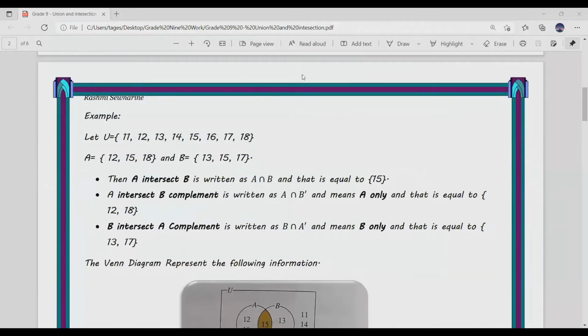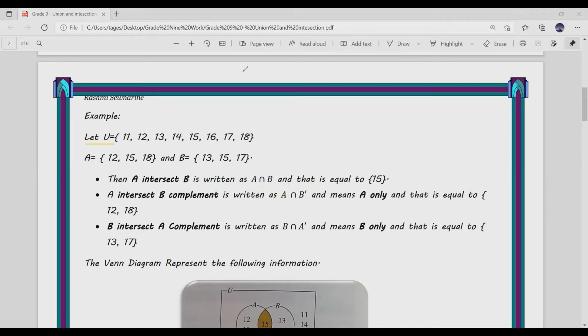So let's look at an example. Let U equal 11, 12, 13, 14, 15, 16, 17, and 18. So we can establish that U here is the universal set, the whole entire set. Now, if A is 12, 15, and 18, and set B is 13, 17, and 15, then A intersect B is written as A intersect B, and that is equal to 15.